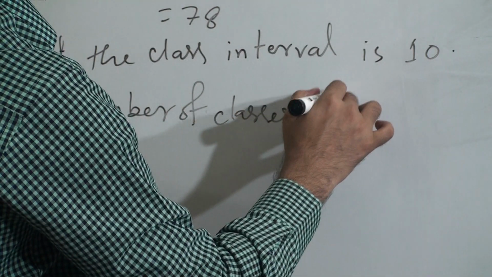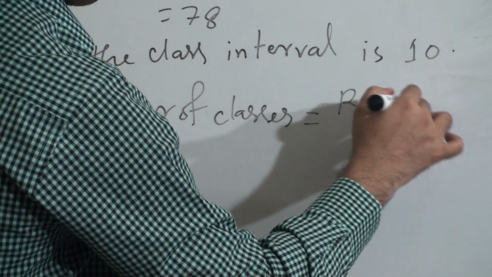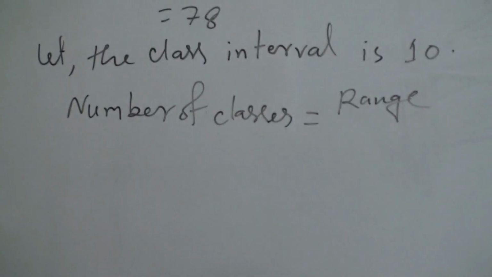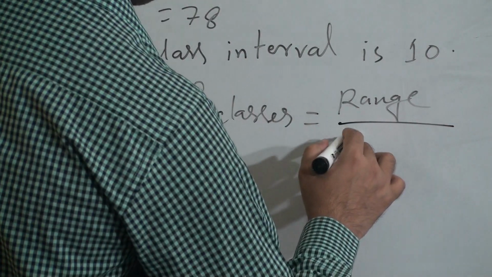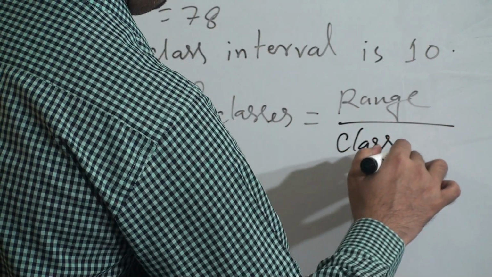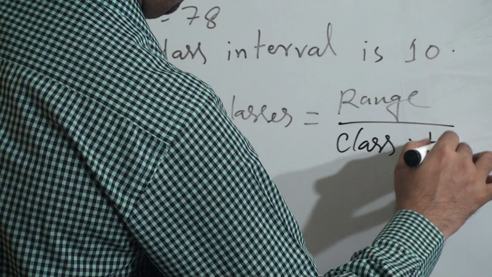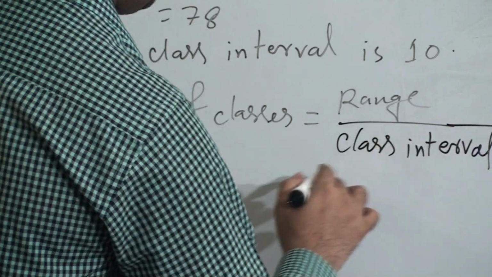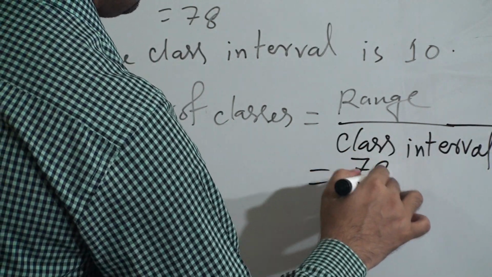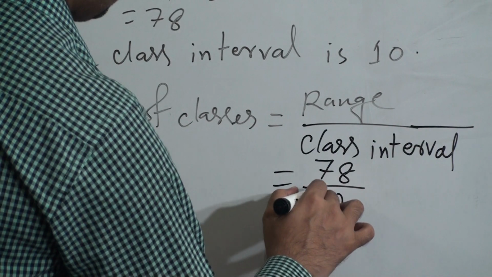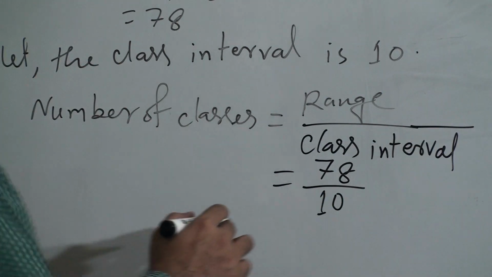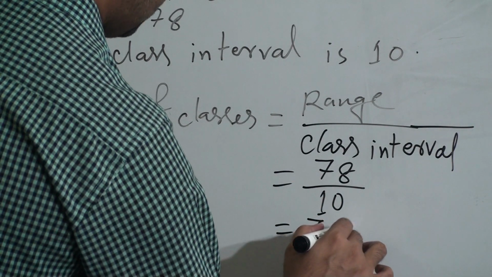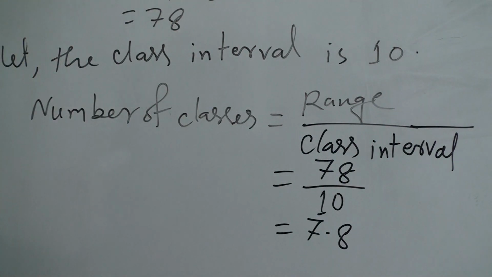That will be equal to the range divided by the class interval. We need to divide the range by the class interval. So the range is 78 here, so divide by class interval 10. That will be equal to 7.8.